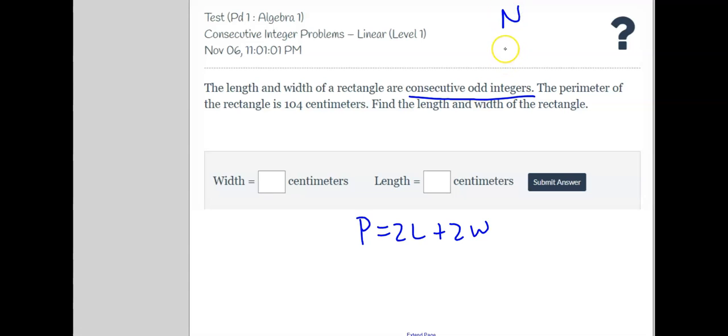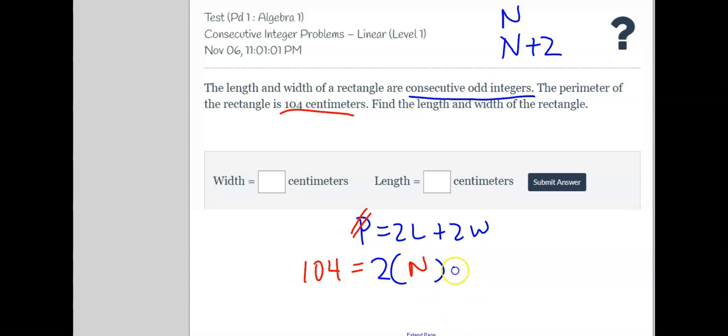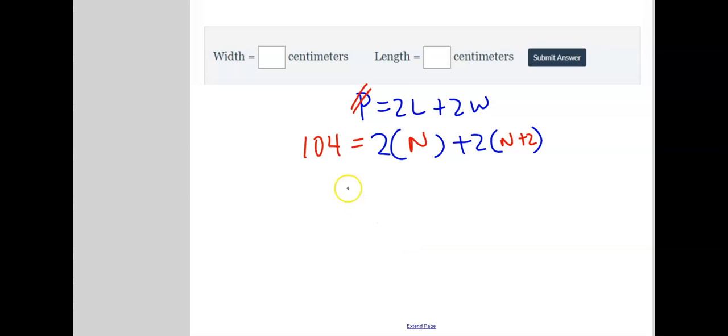So the first one is n, but the next one is n plus 2. The perimeter is 104. So I'm going to erase and replace the perimeter with 104. And I'm going to erase and replace the length with an n, and erase and replace the width with n plus 2, which is different than last time. So 104 is equal to 2n plus 2n plus 4.